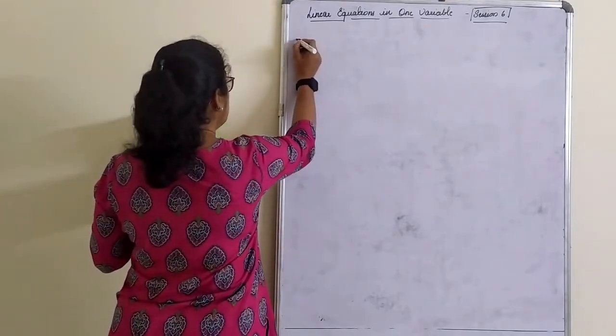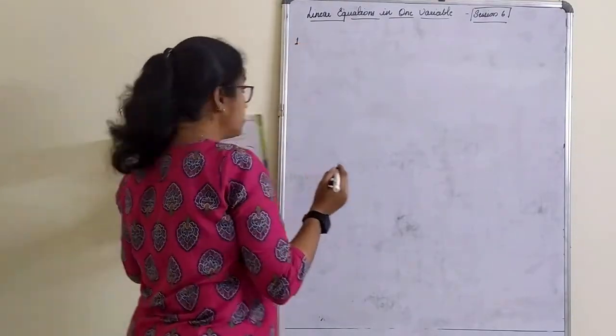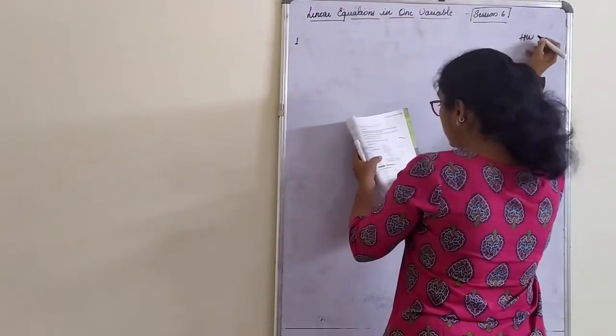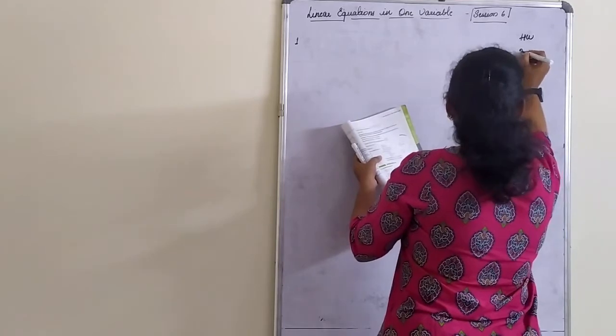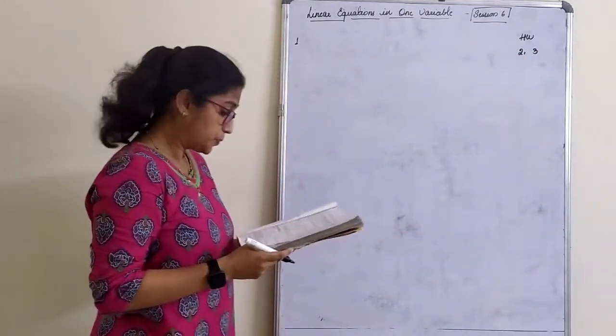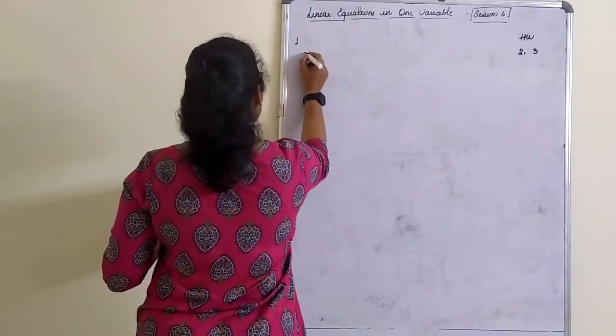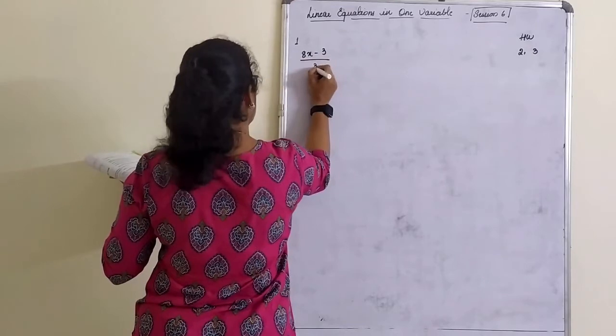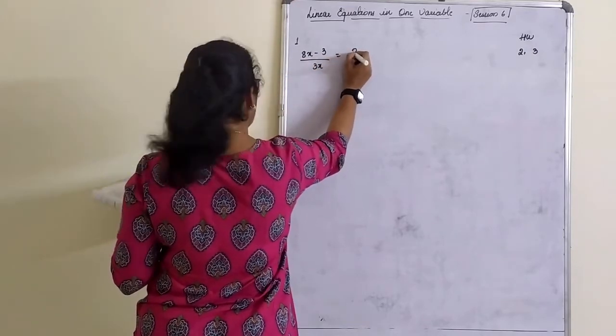Solve the following linear equation and also make a note of the homework sums here. So in this, second one and third one is your homework. That's all. First one, (8x minus 3) divided by 3x is equal to 2.